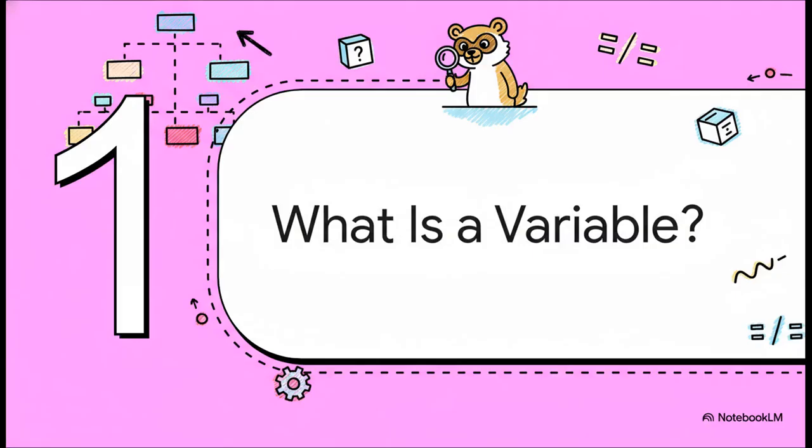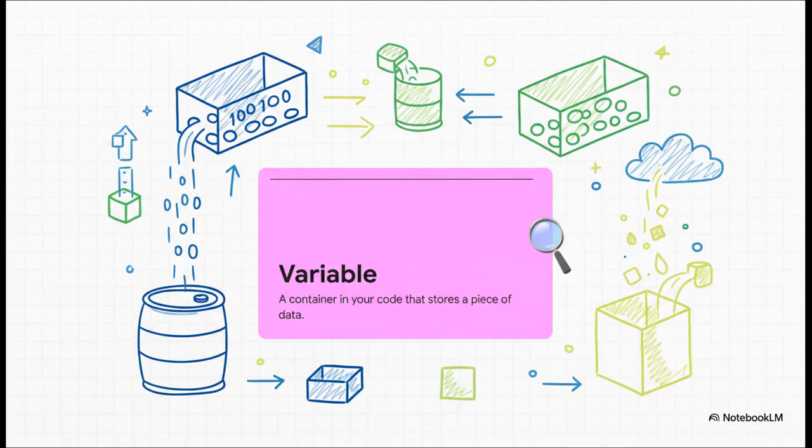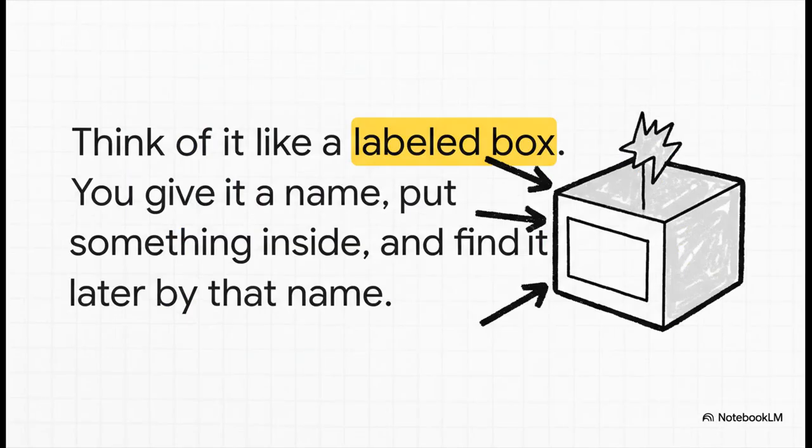Okay, first things first. What even is a variable? I know, it sounds a little technical, but trust me, the concept is actually super simple. In the world of programming, a variable is basically just a container. That's it. It's like a named spot in your computer's memory where you can store a piece of data that your program needs to use. The best way to think about it is like a labeled box. You give the box a name, say username, and then you put something inside of it, like the name John. The cool part is, later on, you can find that exact box just by its name to see what's inside or even swap out the contents for something totally different.